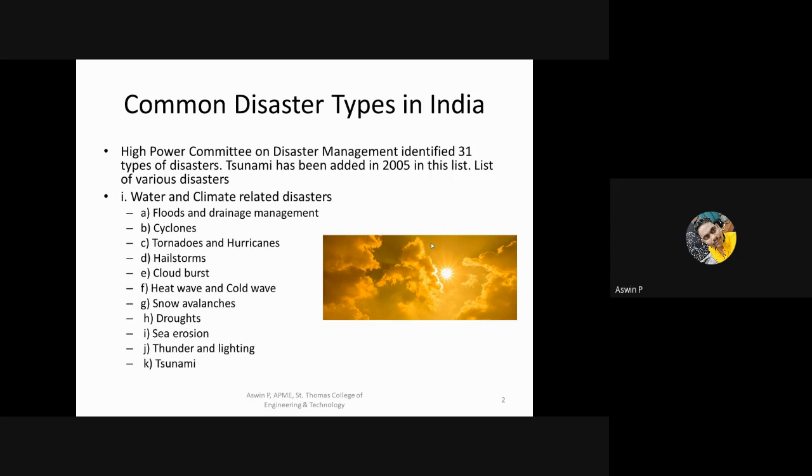We need to escape from this cold wave, and for that we prepare some heated area. We will make something like a kitchen, put some fire near us, and sit around there, and we will enjoy the warmth in very cold conditions. That's the only way to overcome cold wave. So cold waves and heat waves are natural disasters that affect us.